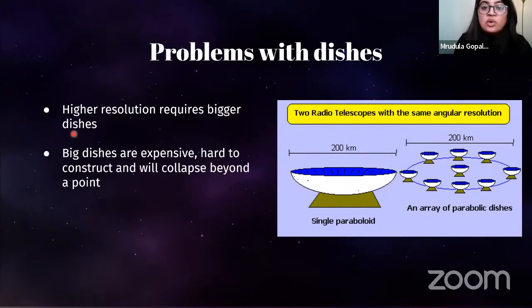So one way to go around it is to build an array of dishes. This is interferometry. We can go over that as well. But the takeaway is that we switched from building single dish telescopes to building arrays of telescopes to basically increase the effective diameter. And also the whole manufacturing complexity decreases if you were to use arrays versus a single dish.